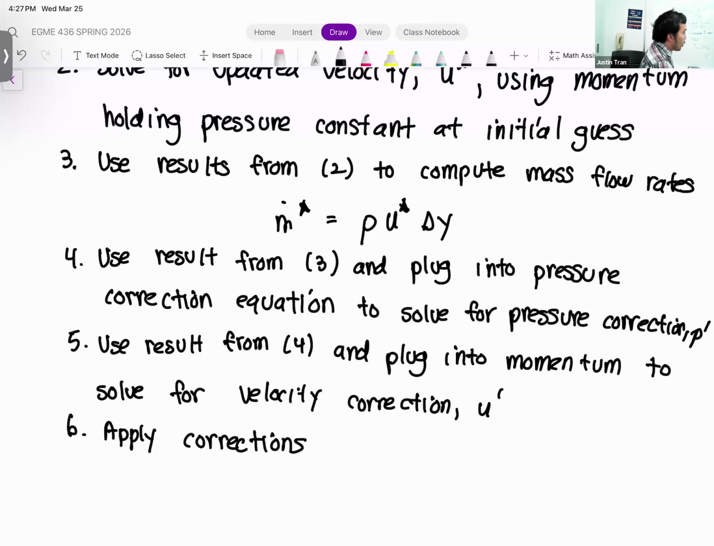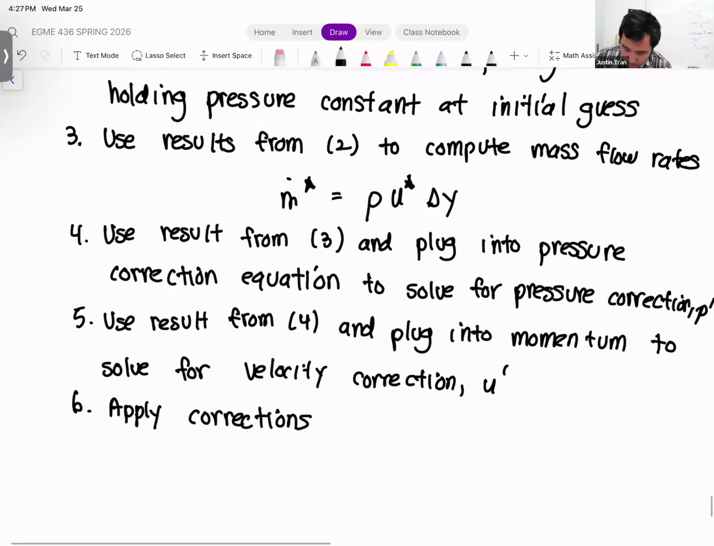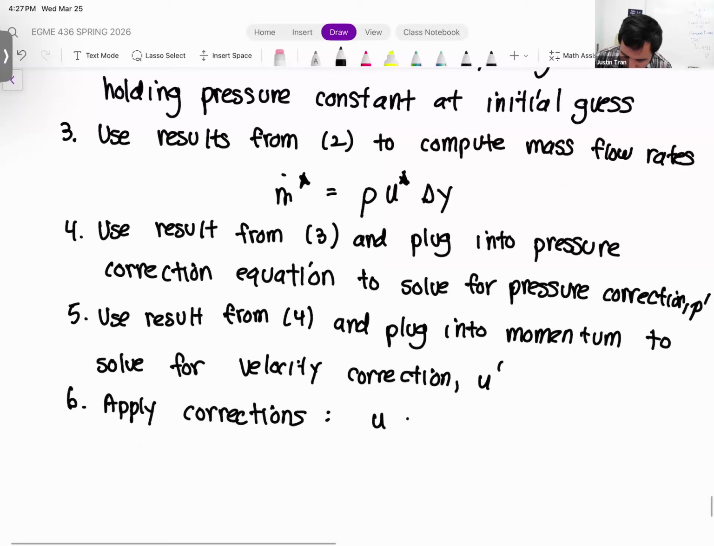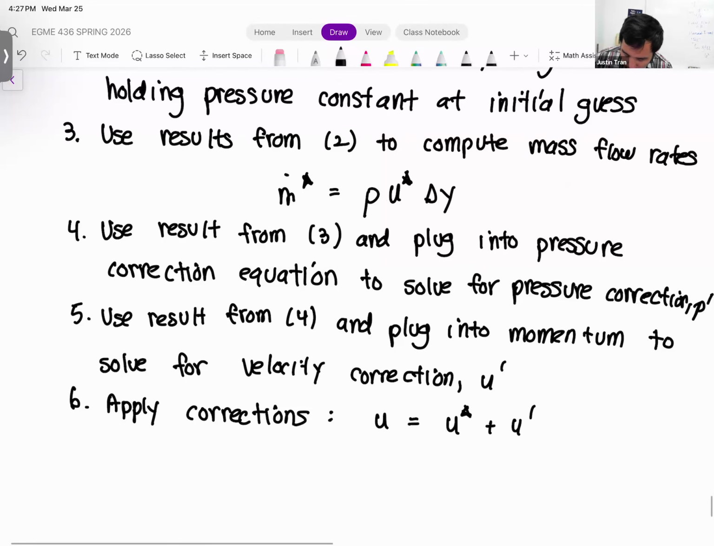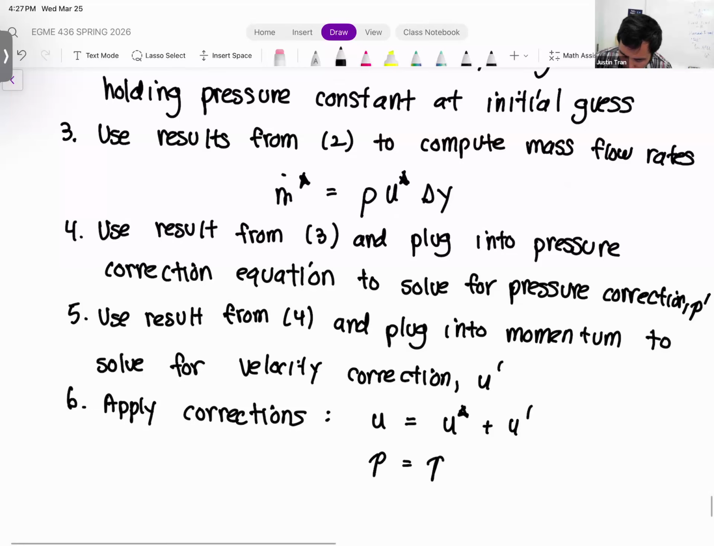All right. Now that we have both the pressure correction and the velocity correction, step 6 is to actually apply them. We're going to compute our new velocity, which is our updated velocity u star plus u prime, and our new pressure is going to be P star, I guess, we haven't used another symbol for it, plus P prime. You just take your old values of velocity and pressure and add to them to get their new values.